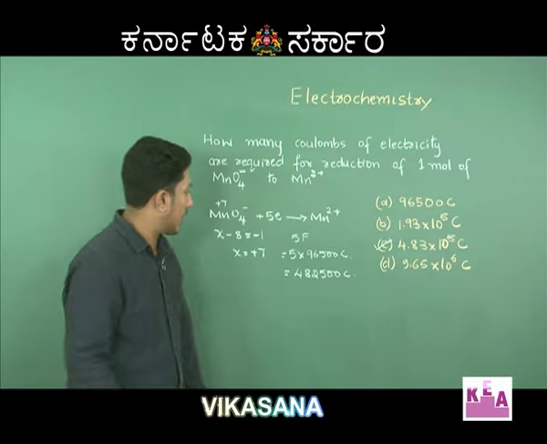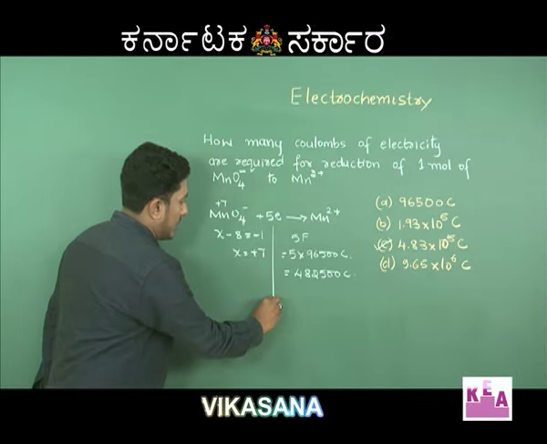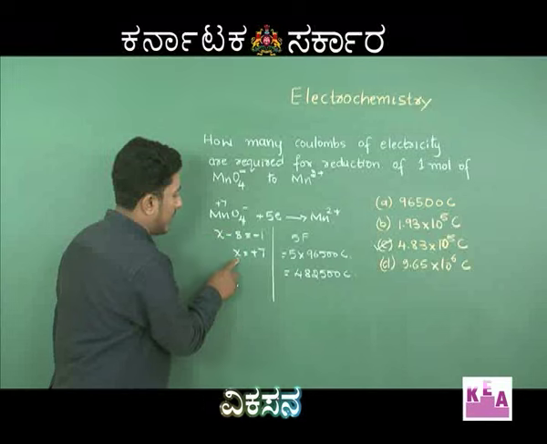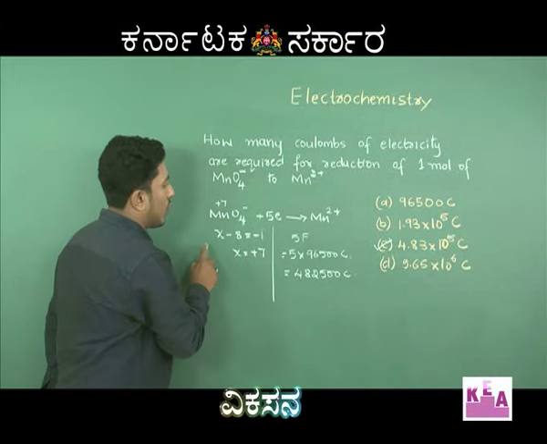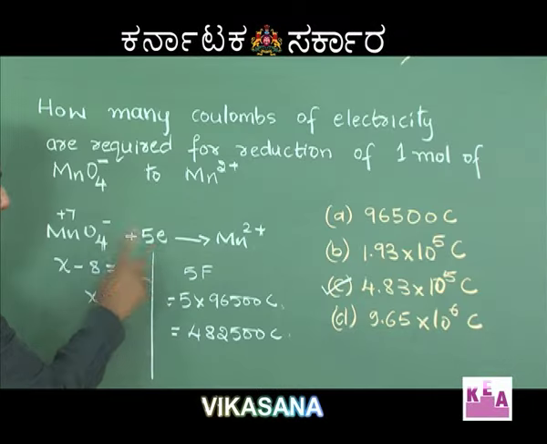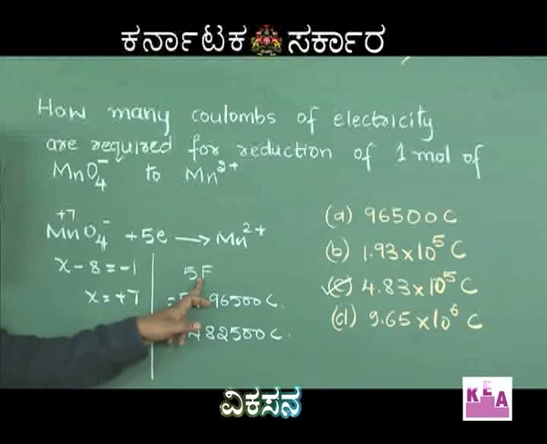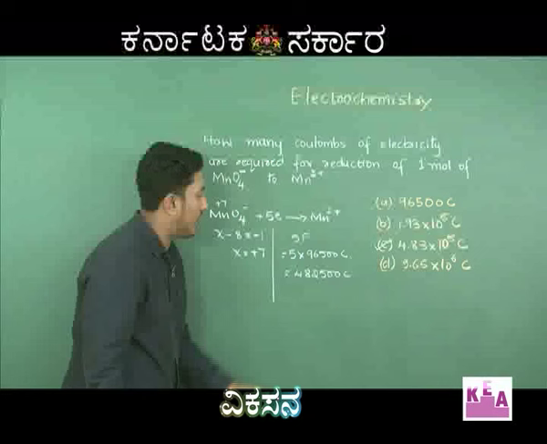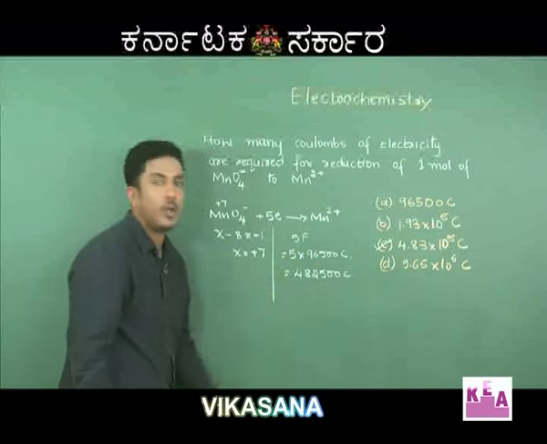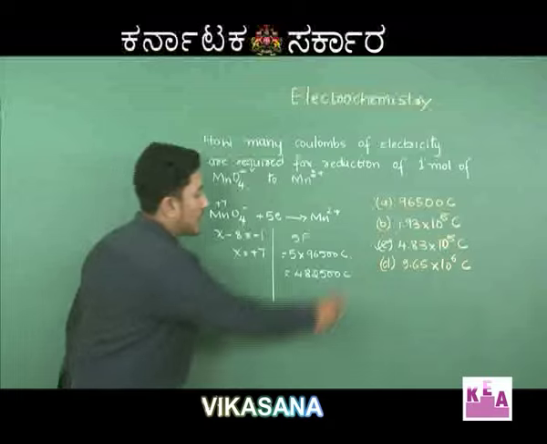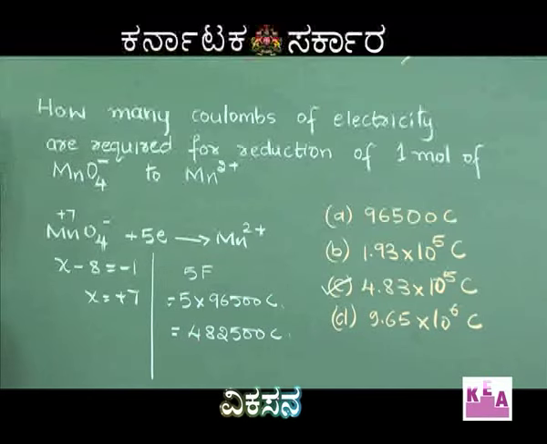Dear students, don't get confused. This is the oxidation state of Mn, that is equal to +7. So, to convert 1 MnO4 minus to Mn2 plus, we require 5 electrons. To convert 1 mole of MnO4 minus to 1 mole of Mn2 plus, we require 5 Faraday of electricity. 1 Faraday of electricity corresponds to 96,500 coulomb. Hence, this is equal to 5 into 96,500 coulomb. So, hence, option C is the right answer.